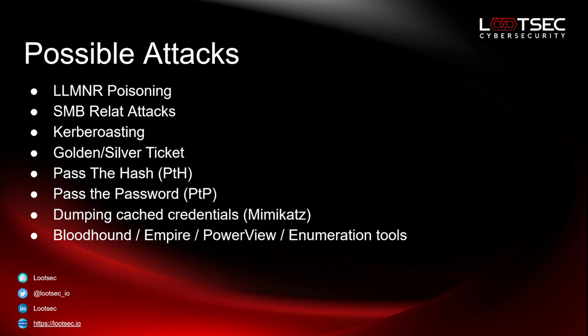Possible attacks: LLMNR poisoning, and I'll get to what LLMNR is in a minute. SMB relay attacks, Kerberoasting, golden and silver ticket attacks, pass the hash, pass the password, dumping cached credentials with something like Mimikatz or Metasploit, and then you have enumeration tools like BloodHound, Empire, and PowerView. Again, not necessarily strictly to do with Active Directory, but they usually have bits that deal with Active Directory things.